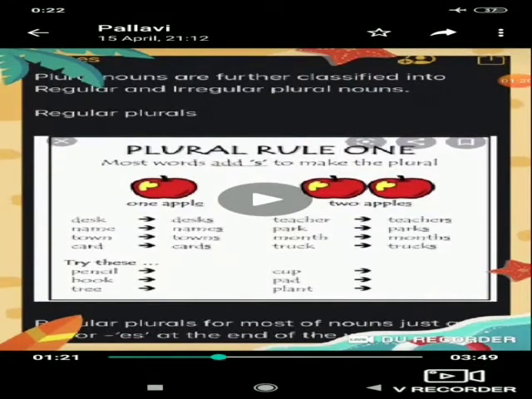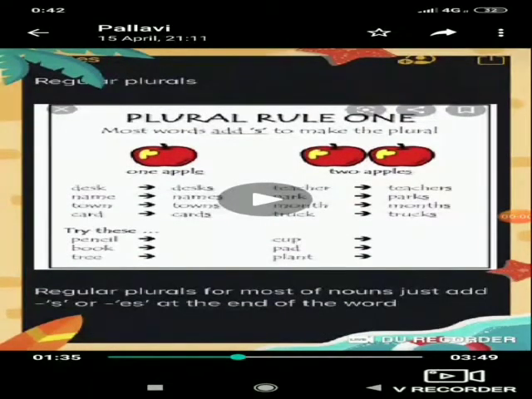What are regular and what are irregular? We have also learned the different kinds of rules. The different rules are by adding s, es, ves, ies, and so on. There are different rules. So here we go with the certain rules. That is rule 1.